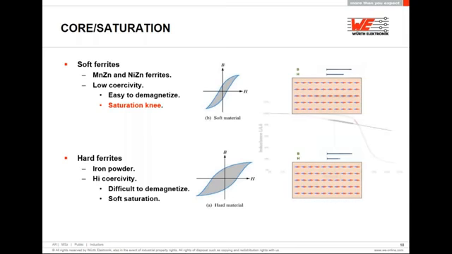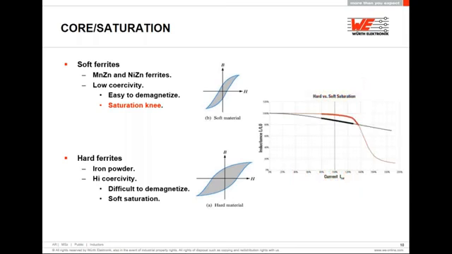So how does this translate to the saturation curve? As previously mentioned, the core material is directly related to the saturation current on an inductor. This is the current at which the initial inductance value has dropped by a percentage specified in the datasheet. This percentage can range from 10% to 40% and must be carefully checked as the value varies among different components and manufacturers.